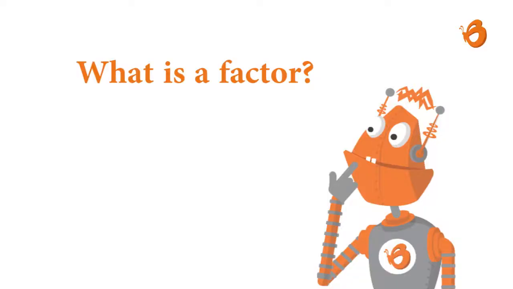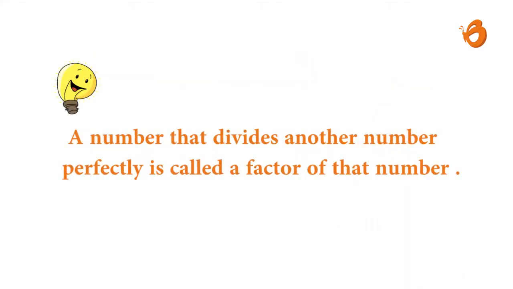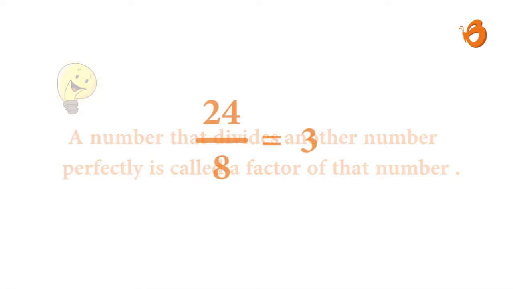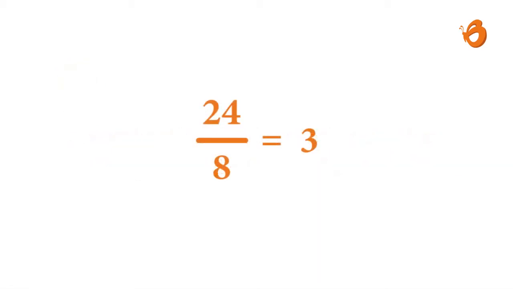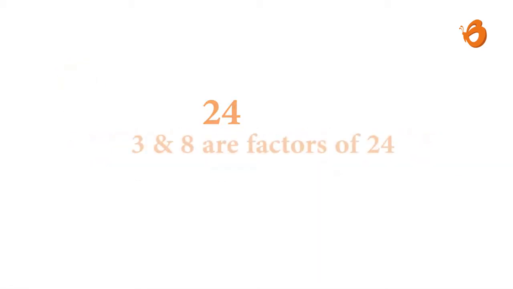What is a factor? A number that divides another number perfectly is called a factor of that number. For example, 24 divided by 8 is equal to 3. So, 3 and 8 are factors of 24.